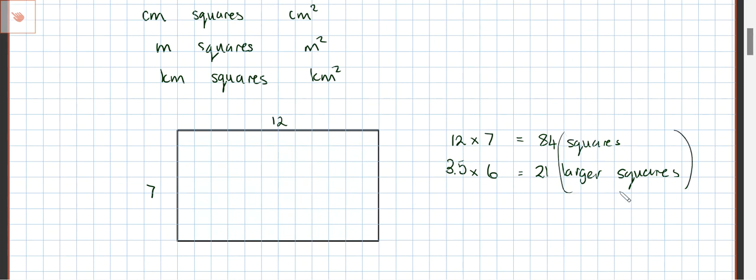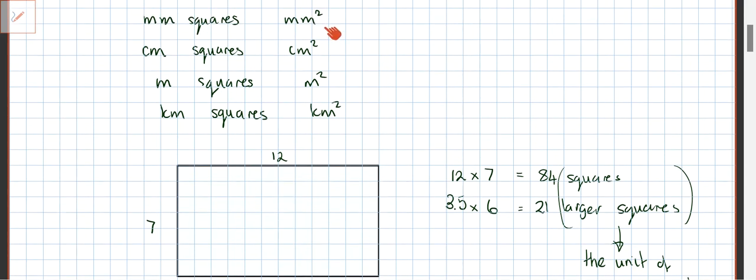This bit is called the unit of measurement. So I said we could do whatever, we could do square millimeters, centimeter squares, square meter squares, or kilometer squares. The unit determines the number, but it doesn't change the area. That's why it's actually super important. It states the units when we talk about area. All right.